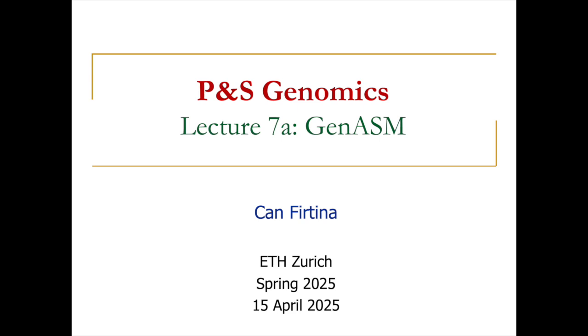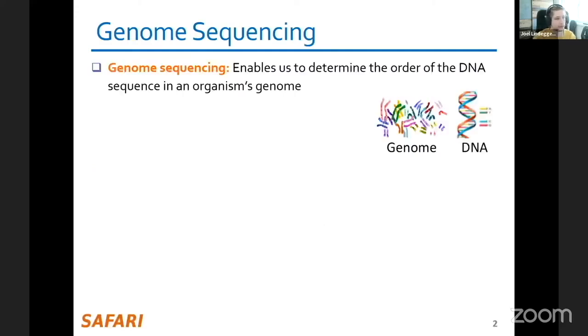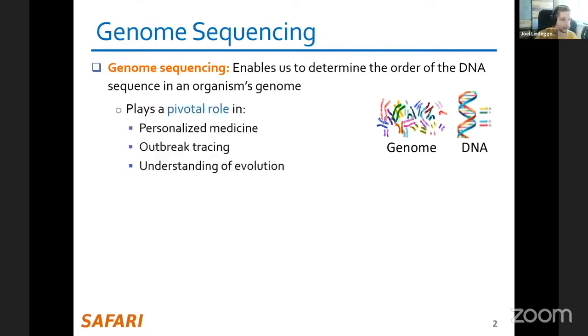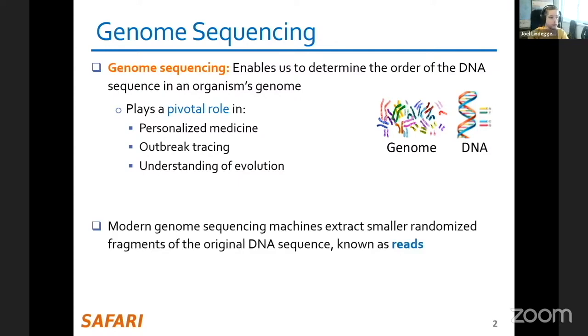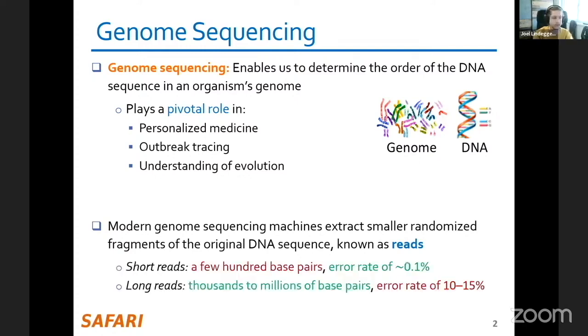All right, let's start with a high-level overview of GenASM. Genome sequencing, as you know if you're watching this course, plays a pivotal role in an entire range of applications such as personalized medicine, outbreak tracing, and the understanding of evolution. Now, modern sequencing machines extract only small randomized fragments of DNA, which are called reads. The key point here is that these reads have very different properties depending on the sequencing technology used. This can be short reads, which are a few hundred base pairs, or long reads, which can go from thousands to millions of base pairs.